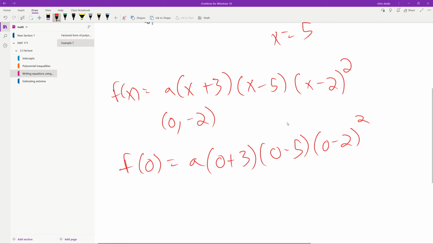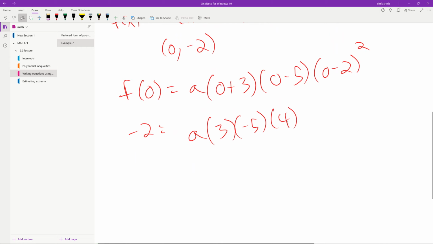Now I know that f of 0 is negative 2, so this is a times 3 times negative 5 times negative 2 squared, which is 4. So this is negative 2 equals negative 60 times a. So a is positive 1 over 30.